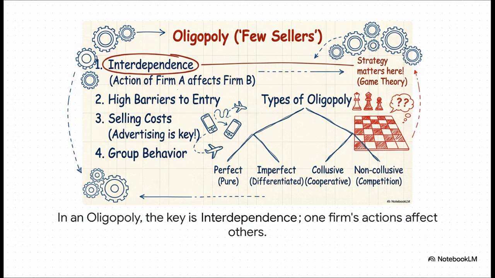It's like a high-stakes chess match. If one airline decides to cut its prices, you can bet the others are going to react, and fast. This strategic back and forth is so complex, economists had to create an entire field called game theory just to figure it out.